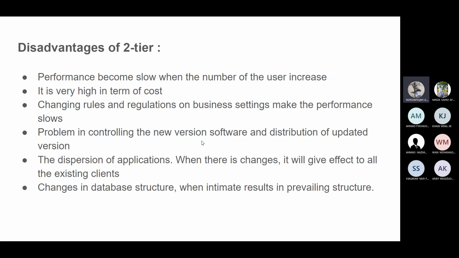So why shouldn't we use two-tier? Because two-tier becomes slow when the number of users increases, and its performance degrades. Two-tier is also very high in terms of cost. Changing rules and regulations in the business setting makes the performance slow. There is a problem in controlling new versions of software and distributions. The dispersion means that when there is an update or change, it will affect all the existing clients that are currently using two-tier services. And changes in the database structure result in changes to the prevailing structure.